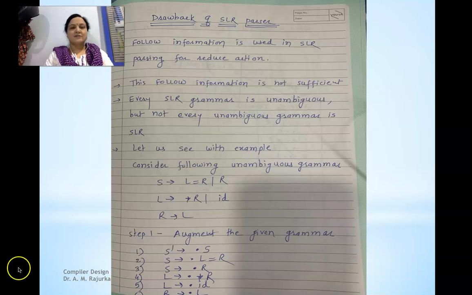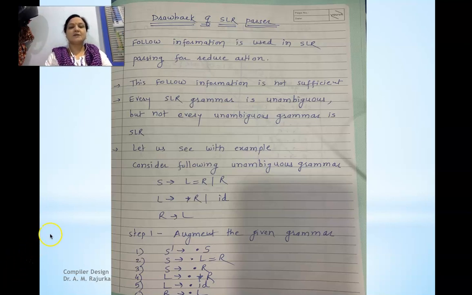So, in the last lecture we have seen how exactly the SLR parser works. Then we have seen one problem and understood how to fill up the entries into the SLR parsing table, and which grammar is called SLR grammar, which leads to no multiple entries in the parsing table. Now, in today's lecture, we are going to see what are the drawbacks or limitations of the SLR parser, or for which type of grammar the SLR parser fails.